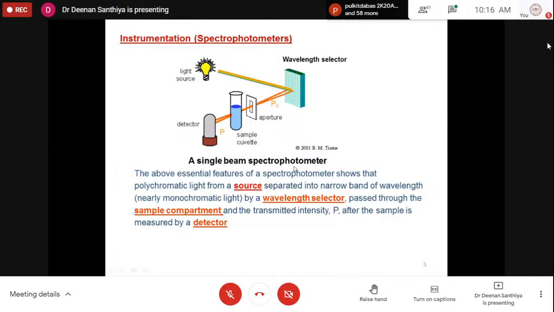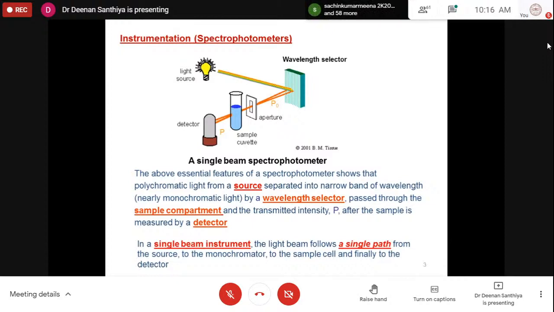Okay. So these are all the essential features of a spectrophotometer: source, detector and everything. Now we are going to see in detail which type of source is used, what the wavelength selector is and all these things. So in a single beam instrument, before that, what is a single beam instrument? The light beam follows a single path from the source to the monochromator to the sample cell and finally to the detector. Only one path it follows. That is called a single beam.